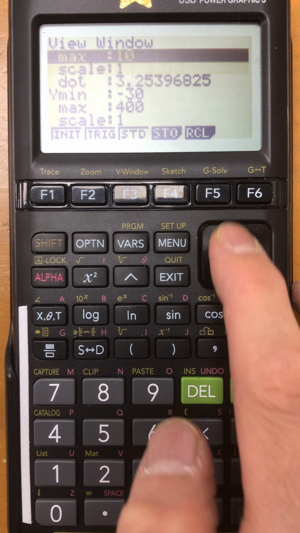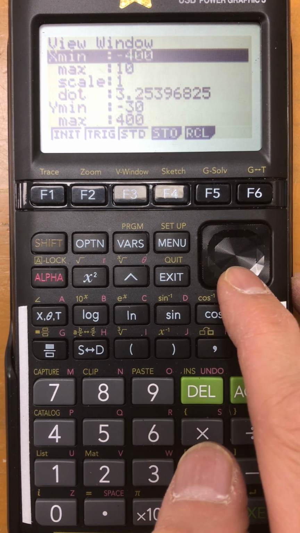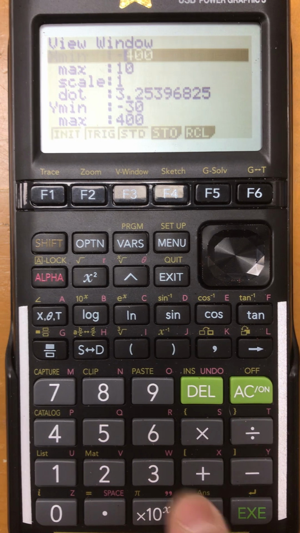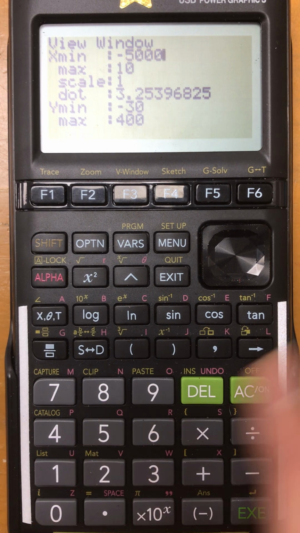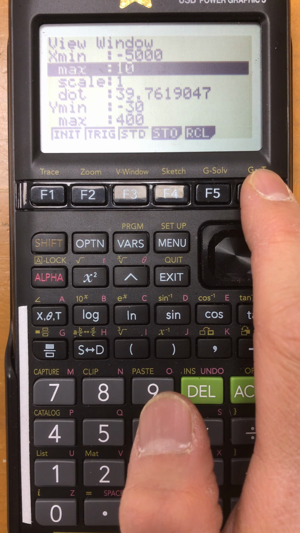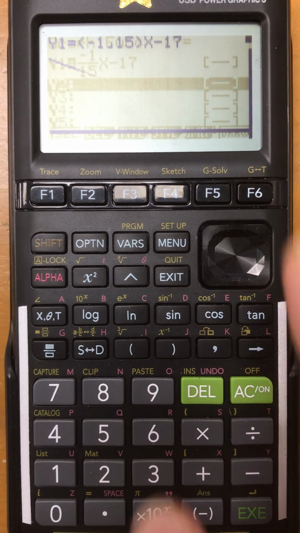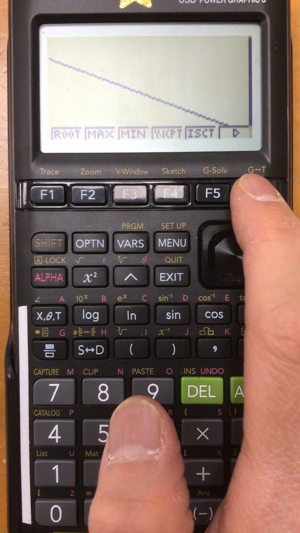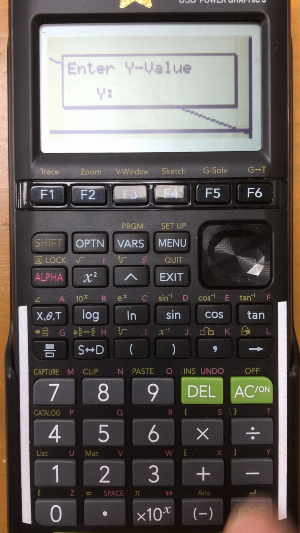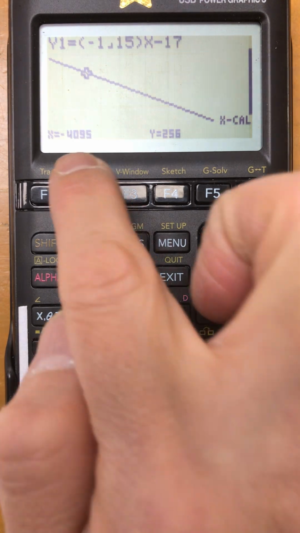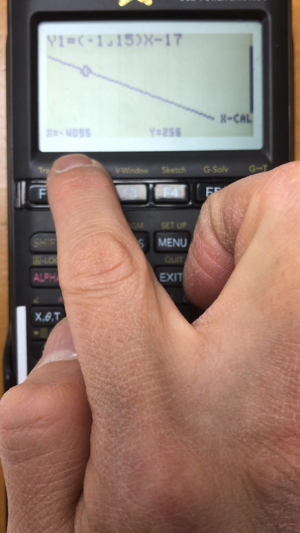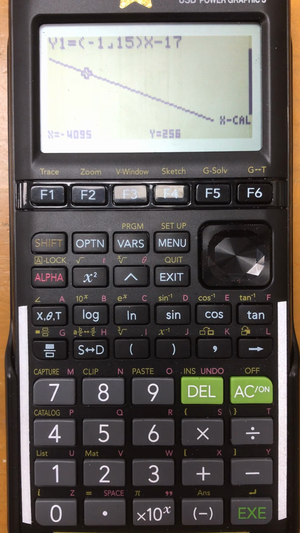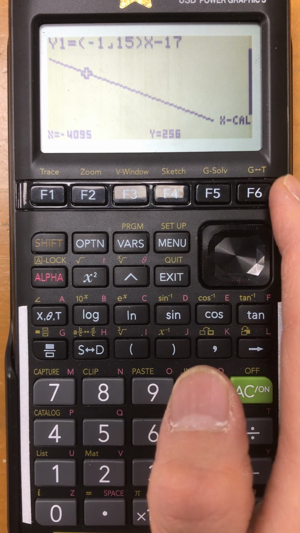Okay, so let's make that really big. So I'm going to make that negative 5,000. Exit, and then let's draw the graph. There it is. Now let's do gsolve, F6 for the xcal, y value of 256, execute, and now that gives me an x value of negative 4,095. Okay, next one. So we need to clear this out because we're going to graph another linear equation.